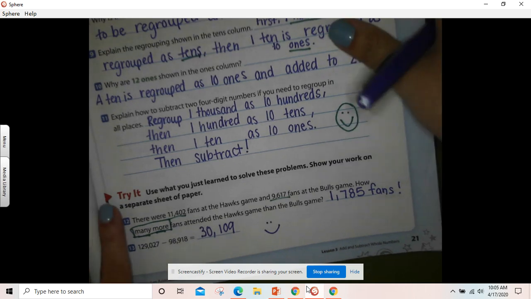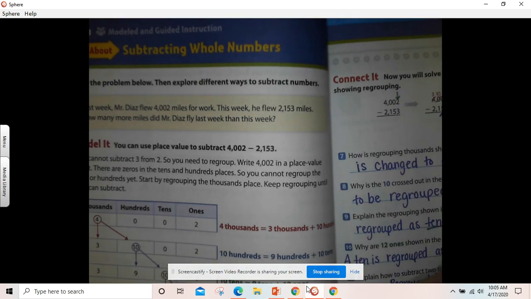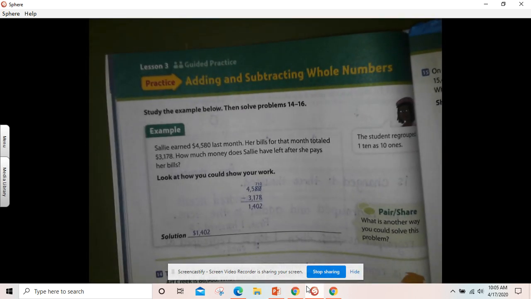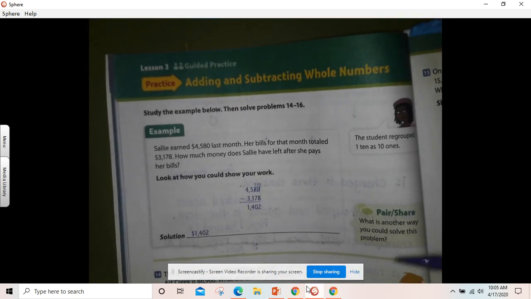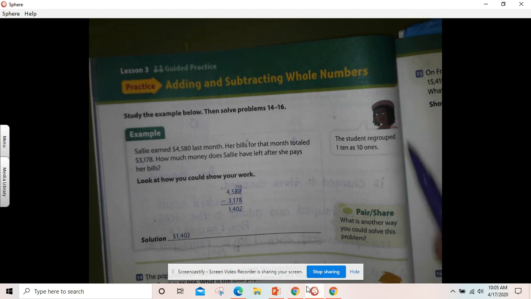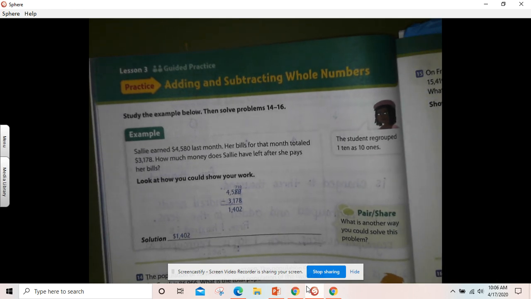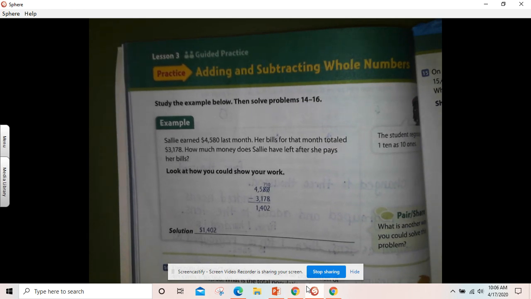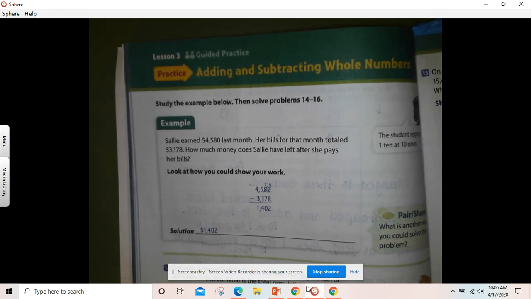Awesome. Go ahead, friends, and you're going to turn the page, and we are going to look at that example on page 22. We're going to make sense of it. We're going to see what our little friends and our notes say to help us. And then I want you to complete 14, 15, and 16, and then check your answers in the next video.